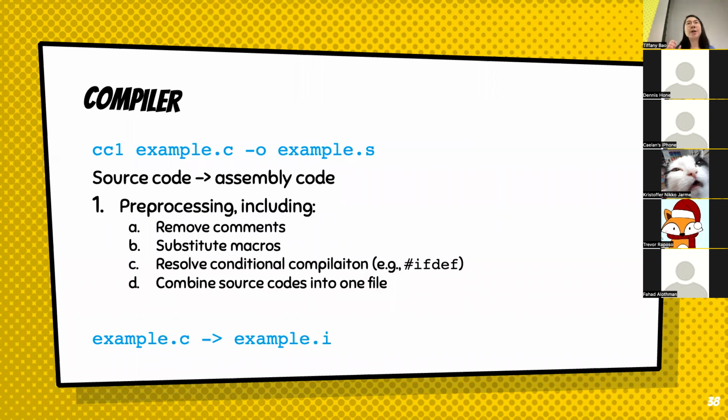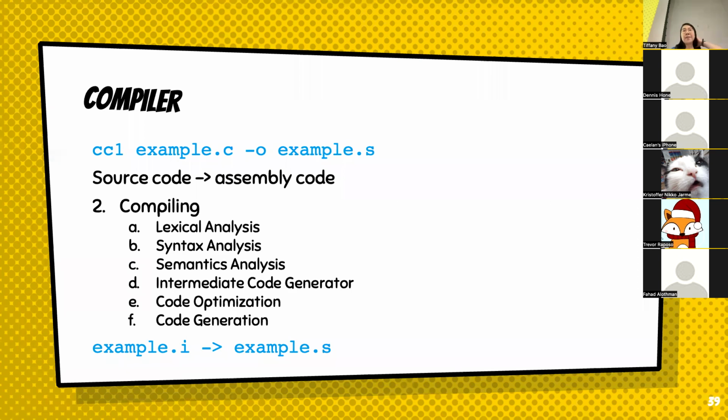In this process, it also contains multiple small steps. The first step is preprocessing. Basically, it removes the comments, because for the compiler, comments are not useful. For us they are useful because we program, but when the compiler converts source code to assembly code, comments are redundant. So it first removes them, and then it substitutes macros. If you define some macro, during preprocessing it will substitute it with the corresponding strings. The third step is resolving conditional compilation, such as #if, and then combining all source code together into one file. Even though you write C files separately, in preprocessing it will combine all of those together as one big file.